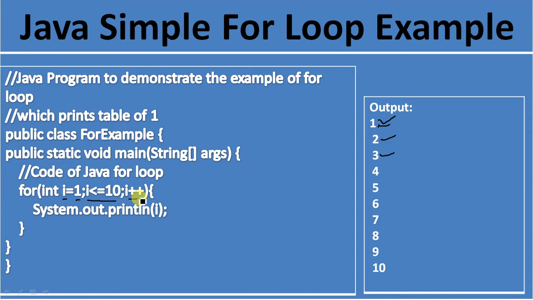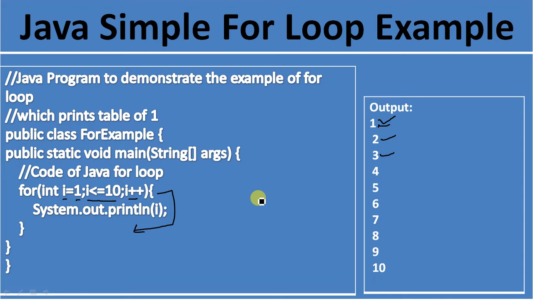Once the value of I becomes 10, after printing 10, it goes to I plus plus. Now the value of I is 11. It will check the condition, 11 less than or equal to 10, which is false. So control comes out from this for loop. So after printing from 1 to 10, the for loop control comes out from the loop. I hope you understand how the for loop works.